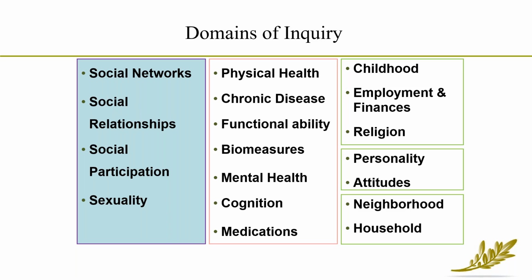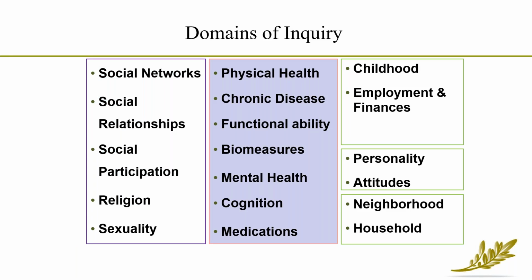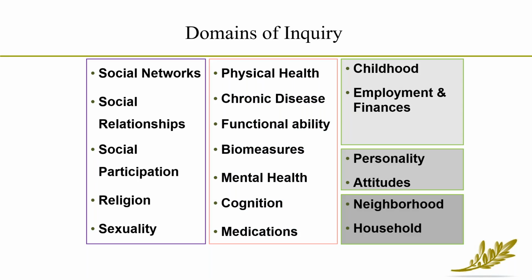So the domains of inquiry in NSHAP are the social world, measures of the social world, and within each of these domains, we have multiple indicators of functioning and characteristics. So social, physical health, chronic disease, functionality. We have biomeasures, which you'll hear more about in detail during this webinar. A great measure of cognitive function, and a complete list of all the medications people are taking. We have background information on their childhood growing up, their current situation, their employment and finances, their personality, many attitude questions, and characteristics of their household and their neighborhood.